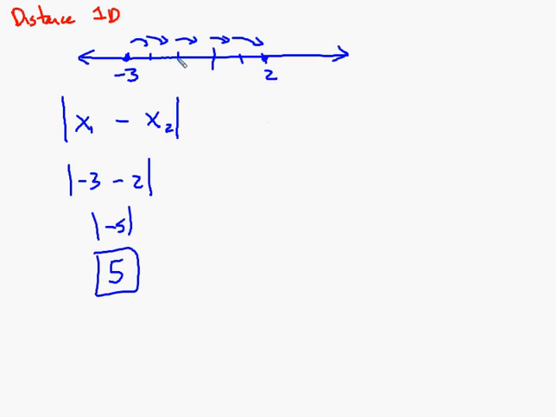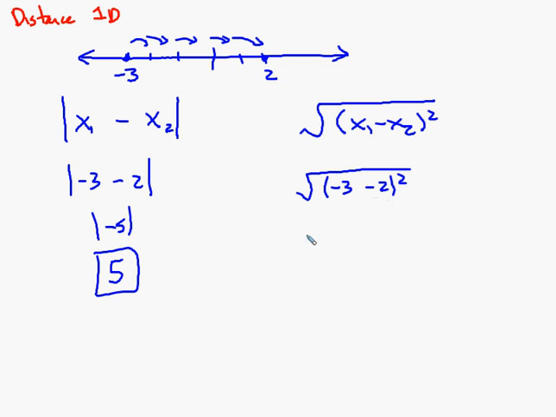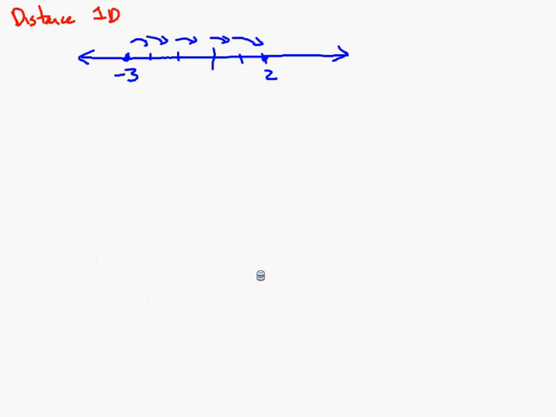Now we could also make this look more like the distance formula that we're about to do, which would be the square root of x1 minus x2 squared. This way is a little bit harder, but it's going to give us the same answer, and it will look a lot more like the distance in 2 dimensions. But the absolute value way is faster: subtract the points, and just make sure you have a positive, because our distances are going to be positive.